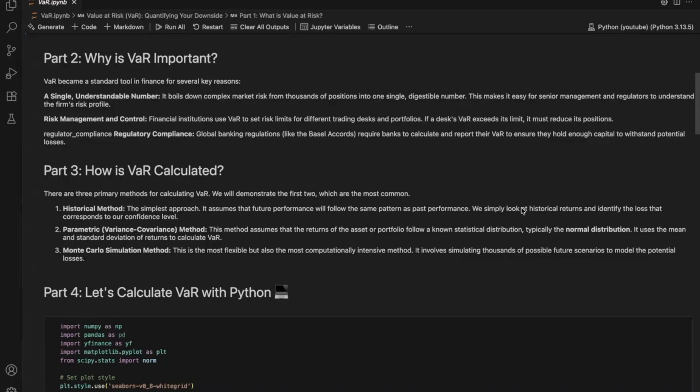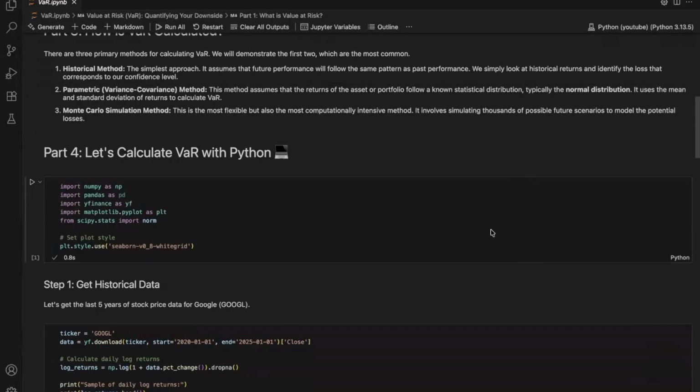The next is the parametric method. This method assumes your asset returns follow a specific statistical distribution, usually the normal distribution. Then you use the mean and standard deviation of those returns to calculate your VaR. The next is the Monte Carlo simulation. This is the most flexible, but also the most complex. It involves simulating thousands of possible future scenarios to model potential losses.